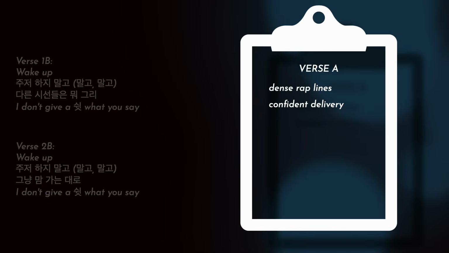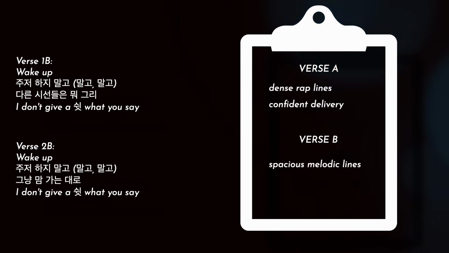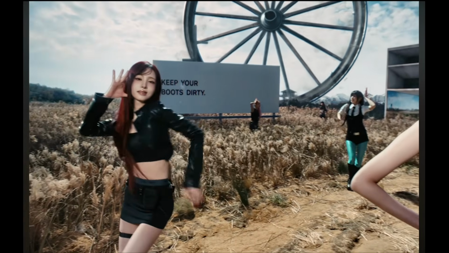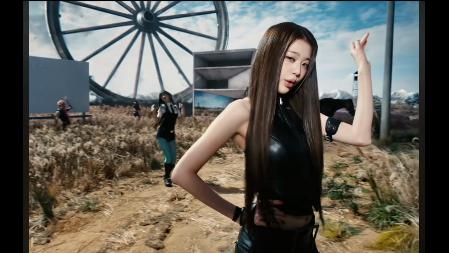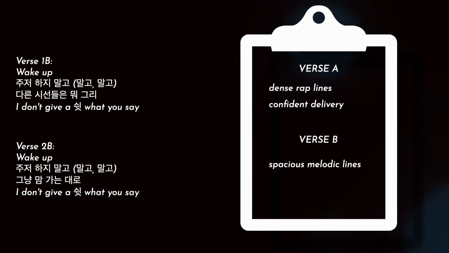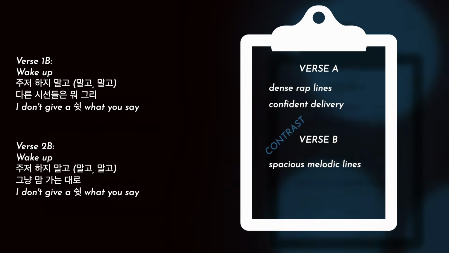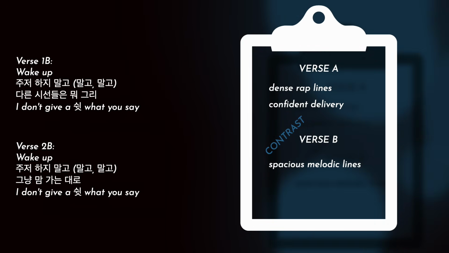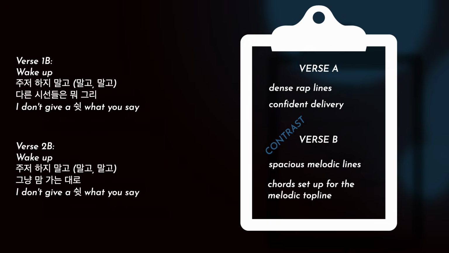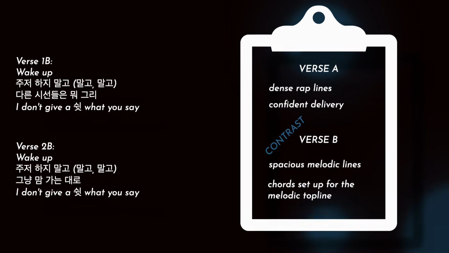These rap verses are then contrasted with spacious melodic lines in the B verses. You can immediately tell how strong the contrast between the A verse and the B verse is, and this is also supported by the instrumental, which brings in these lush chords, setting up for the melodic top line.